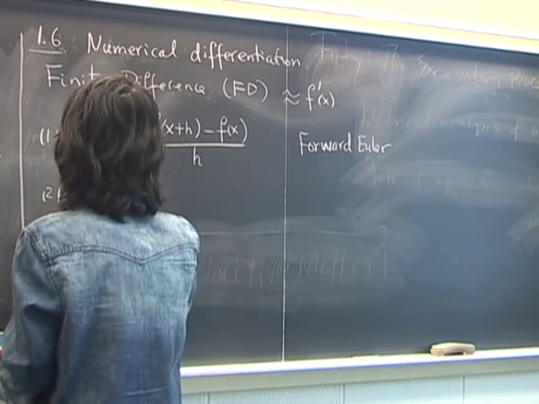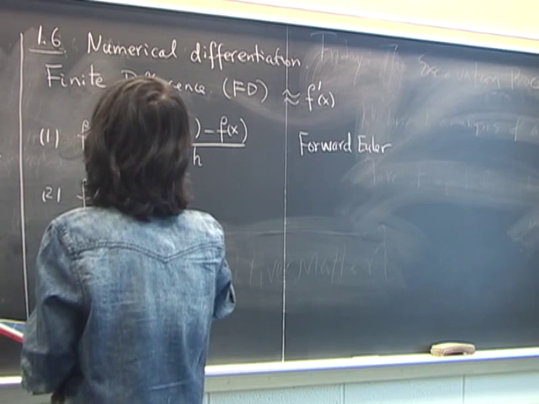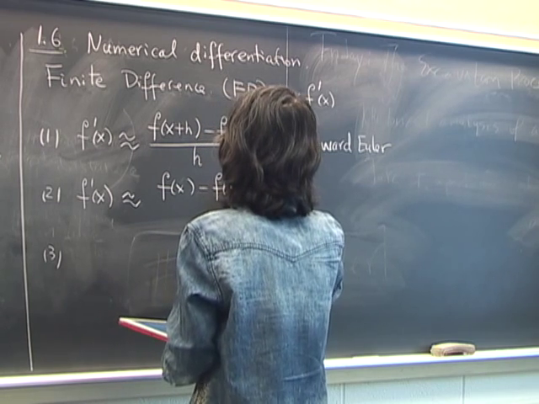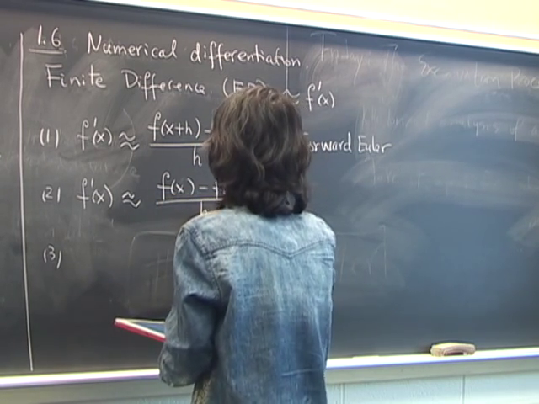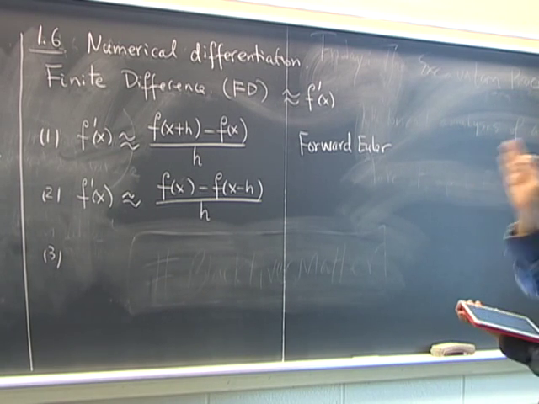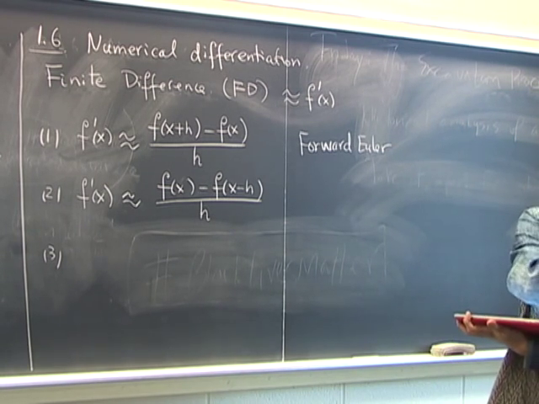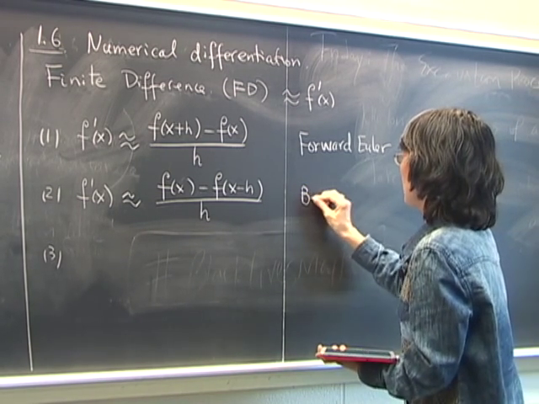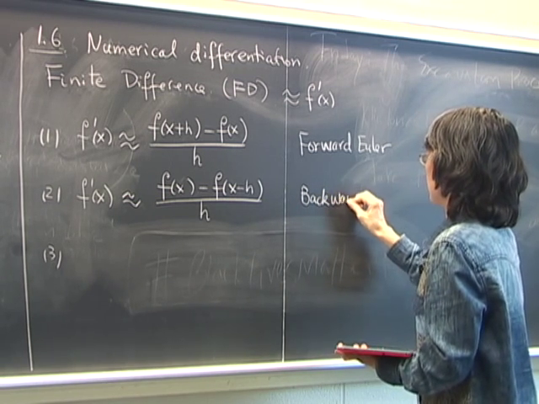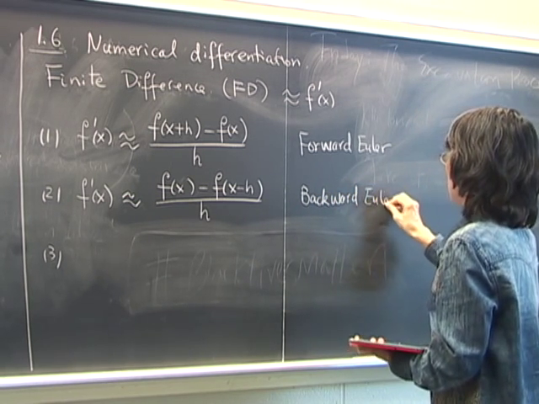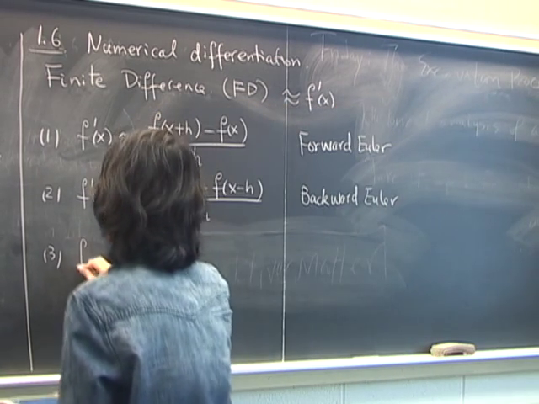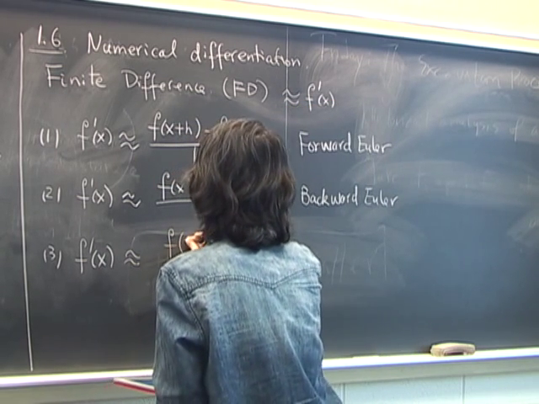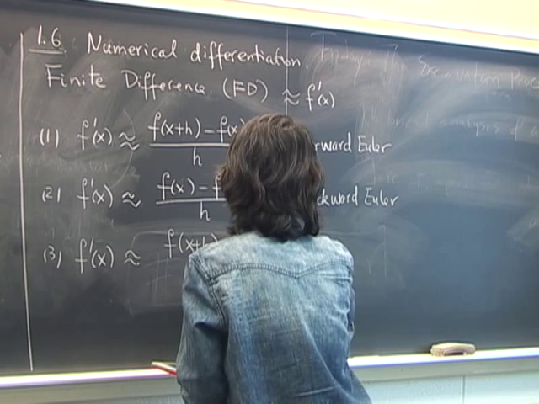And then the second one is to use information backward: f of x minus f of x minus h over h. Okay, so you take information on the left. If you think x is time, that's like from the past. So this is called backward Euler. Okay, and the third one is a kind of more centered one. So I will take information from both the left and the right.